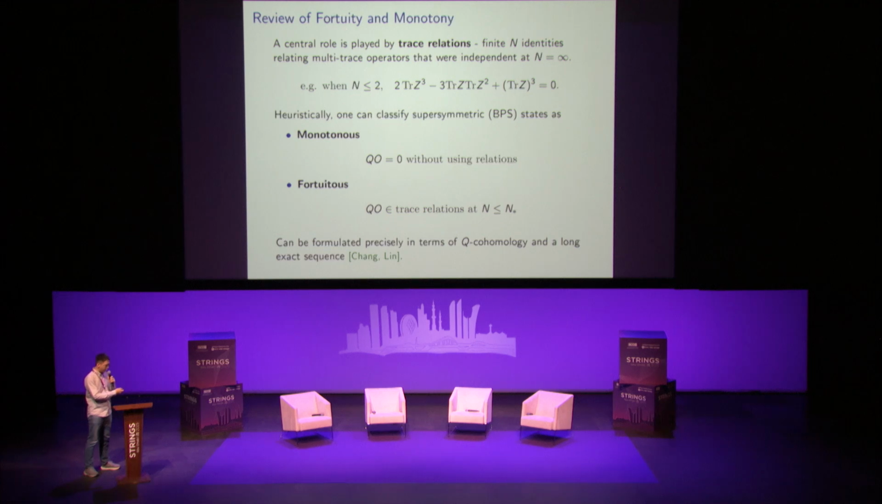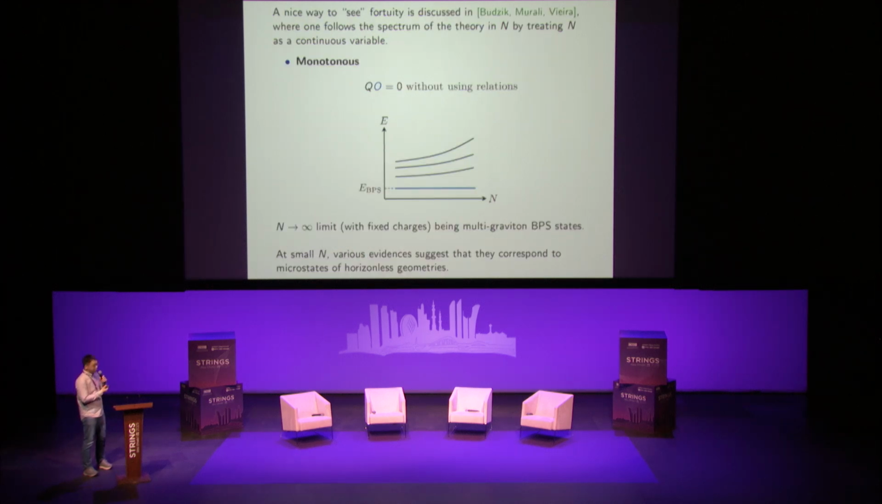Now here I'm being very heuristic, but this idea can be formulated precisely in terms of Q cohomology and the long exact sequence. A very nice way to see fortuity is discussed in this nice paper by Pedro et al. They propose to follow the spectrum of the theory as a function of N by viewing N as a continuous parameter. So that is what I'm doing in this plot here.